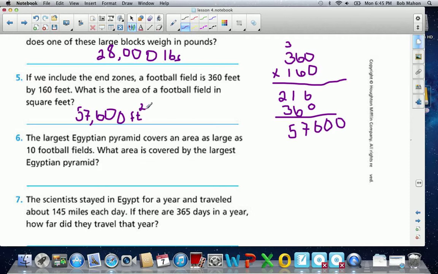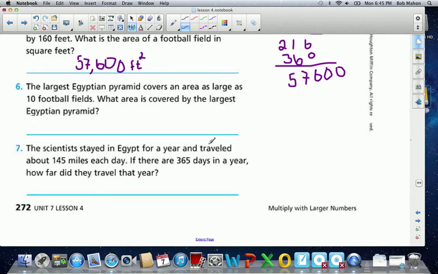Okay, let's go on to the next one. The largest Egyptian pyramid covers an area as large as 10 football fields. What's the area? Add a 0 onto what's up above. That's what you're doing when you multiply by 10. So now we have 576,000, right? Sorry, those zeros ran into each other. Feet squared.